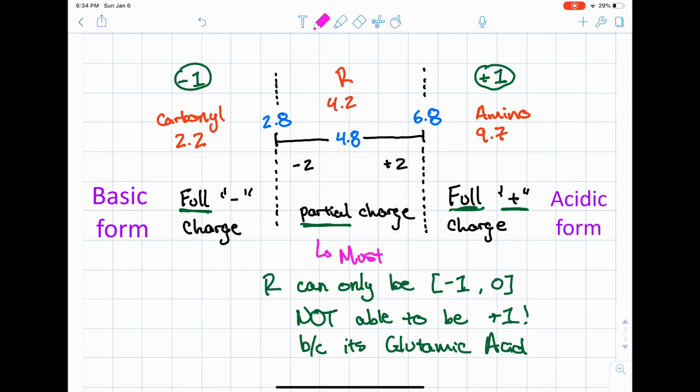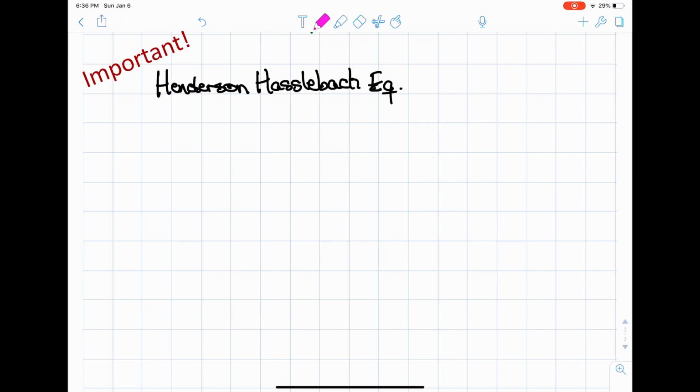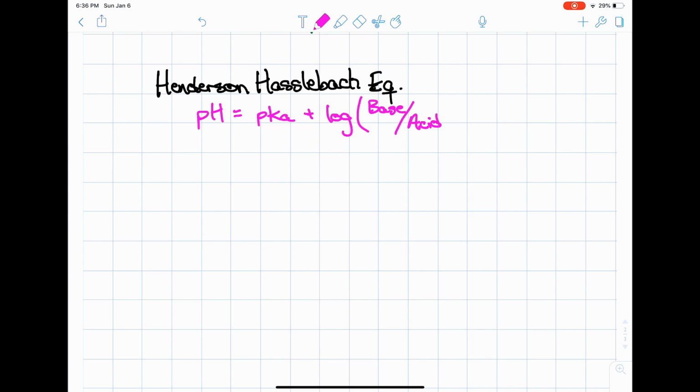In order to find the exact charge value, we now have to use the Henderson-Hasselbalch equation. So the Henderson-Hasselbalch equation is really important. I highly recommend committing this equation to memory because it's something you're going to consistently use in homework and on exams. It is pH is equal to pKa plus the log of base over acid. Again, this is similar to before where I like to call the basic version the negative form and the acidic form the positive version. It's not scientifically correct, but it's something that works for me.